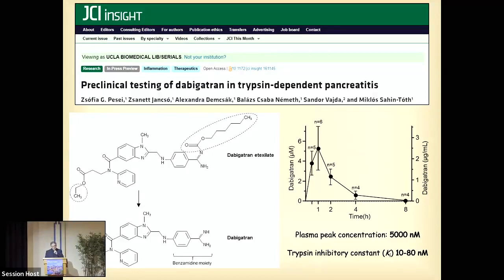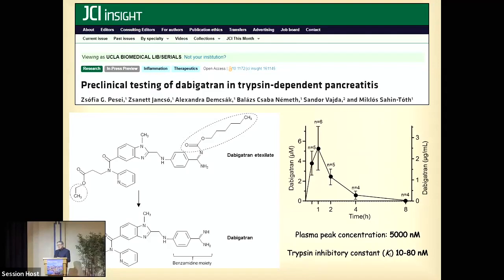Now, dabigatran is a widely used anticoagulant. It's an inhibitor of thrombin. And Boanji's group at Mayo Clinic actually demonstrated first in one of their models that it shows efficacy against pancreatitis. They've been speculating that maybe anticoagulation improves pancreatitis. But we looked at this compound and said that this should inhibit trypsin also. In fact, there was some data in the literature that it inhibited trypsin.